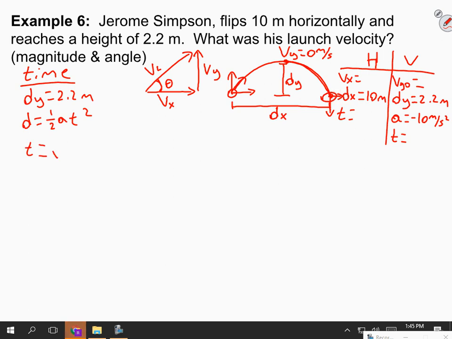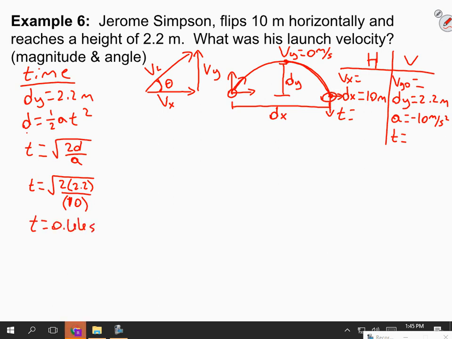So time is the square root of 2d over a, or you can just plug the stuff in there that you know. So time is the square root of 2.2 over 10. Leave out the negative if you're going to be putting it in a square root. It's just telling you the direction anyway. Not super important, especially not in finding time, since time can't be a negative number. So time ends up being square root of 4.4, which is 0.66. So the time is 0.66 seconds.